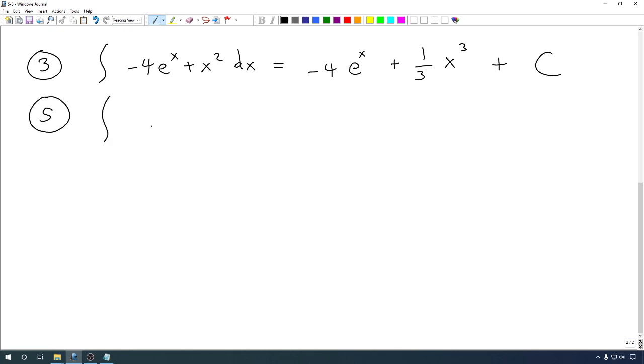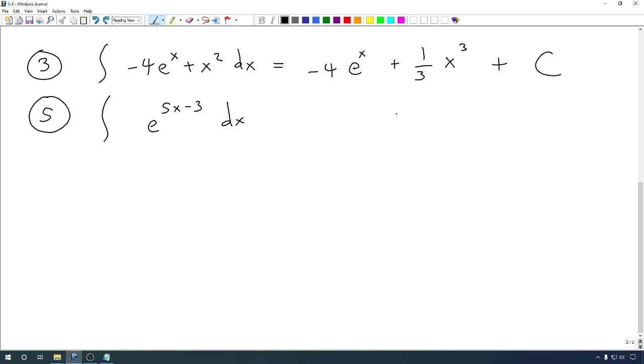Problem 5. This is a little bit more complicated. Here we have the integral of e to the 5x minus 3 power. Now this is not one that we can actually just split up into different terms. We do have to actually deal with the fact that the 5x minus 3 is inside of the exponential. But this is a case where we have an inside function inside of the exponential. So this is where we're going to use our substitution.